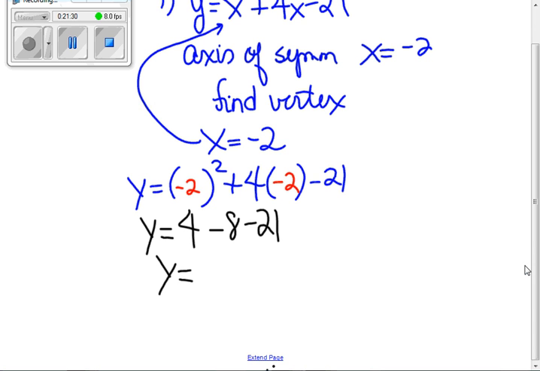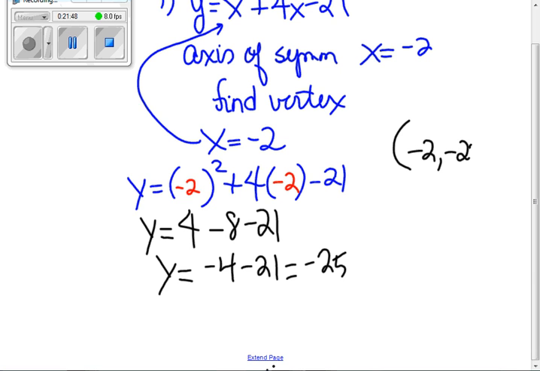Guys, quiet. Girls, what's 4? What's 4 take away 8? It's a -4. Minus 21 is a -25. So the vertex, let's write it in ordered pair form, looks like this. So that's how you do the first 3. The rest are more like what I did as examples, so it might be a little easier. Okay?